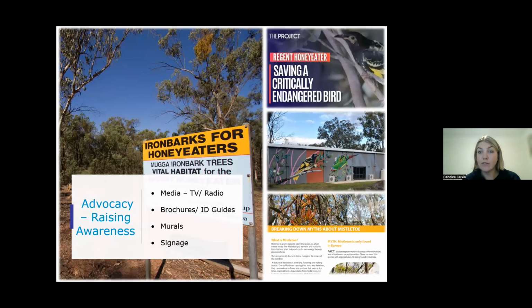One of the biggest things that we do as an organisation is advocacy. So it's really important, in order for us to conserve birds, we need to raise awareness and get the public to care. So on this slide, there's just a couple of things. We have signage that, again, working with the National Landcare Program, a lot of the areas where we've established key habitat for certain species, we're putting up signs like these that say, this area is really important for a key species. People need to consider that.